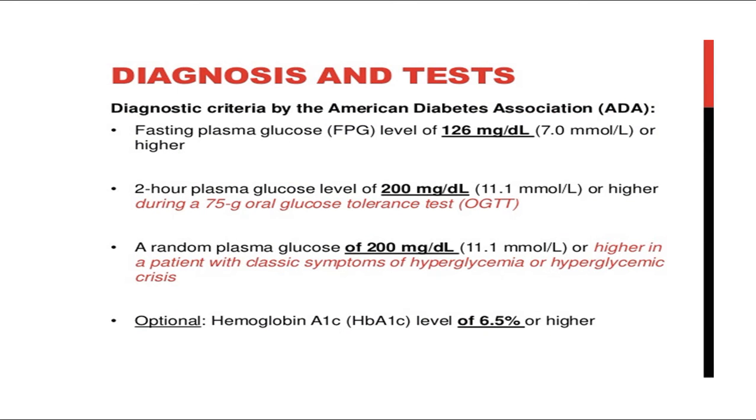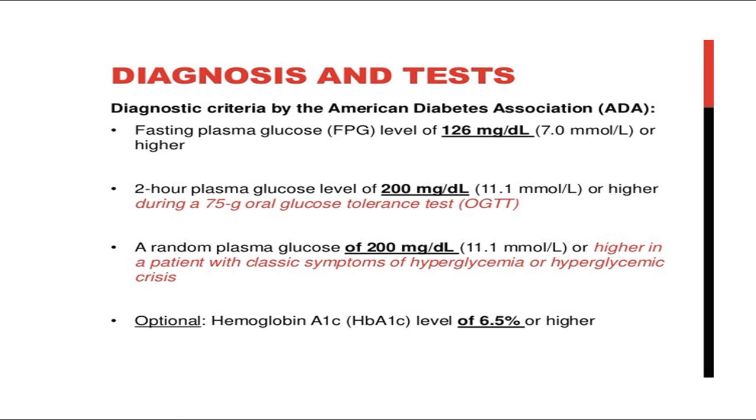So these are the diagnostic criteria by the American Diabetes Association. Fasting plasma glucose level is 126 milligram per deciliter, 2-hour plasma glucose level is 200 milligram per deciliter, and the random plasma glucose is 200 milligram per deciliter. While a glycosylated hemoglobin level of 6.5% or higher indicates diabetes mellitus. A level of 6.4 or lower is normal glycosylated hemoglobin.